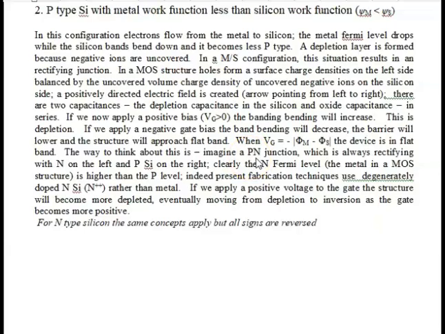So the n will always have a Fermi level which is higher than the p. So the work function on the metal / n-type will be less than the work function in the silicon. So if we apply a positive voltage to the gate structure, it will become more depleted, eventually moving from depletion to inversion as we increase the gate voltage in a positive sense, as the gate again becomes more and more positive. For n-type silicon, same concepts, but everything is flipped on its head.